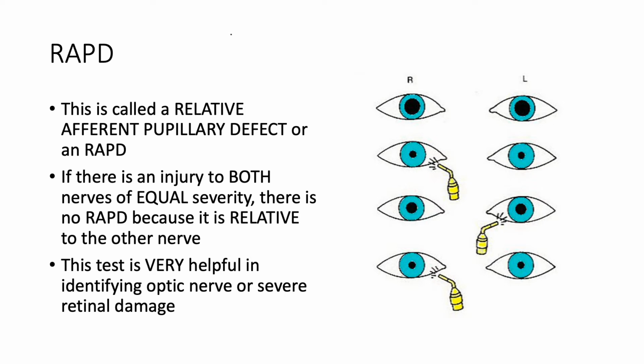Now, a theoretical example is that let's say I injured both nerves, the same severity, so 90% of the nerve is damaged. There will be no relative afferent pupillary defect because it is relative to the other nerve. So if I shine a light into the right eye, both pupils may not react or constrict very well. If I shine it into the left eye, the same thing will happen because there is an injury of equal severity to both optic nerves. Now, the relative afferent pupillary defect is very helpful in identifying optic nerve or severe retinal damage.